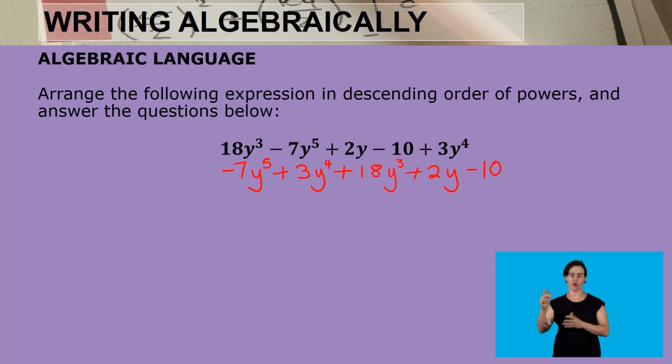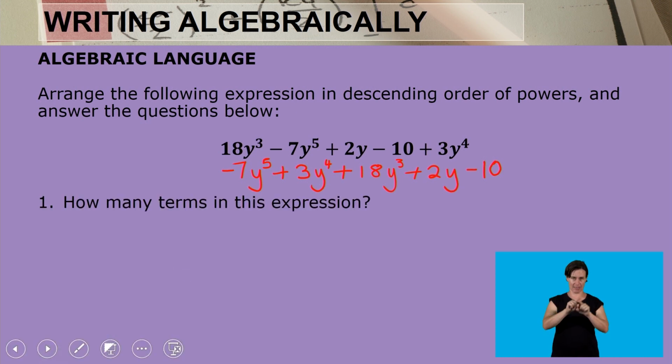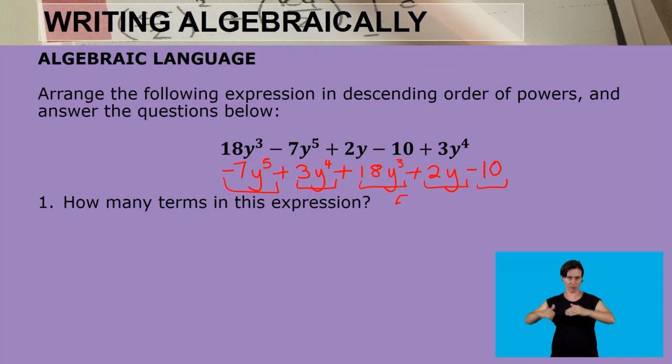So make sure that the number of terms that we had there are the same. So how many terms do we have in this expression? Of course, we have 1, 2, 3, 4, and 5. Remember that those plus and minus signs are the ones that separate our terms. So here we have 5 terms.